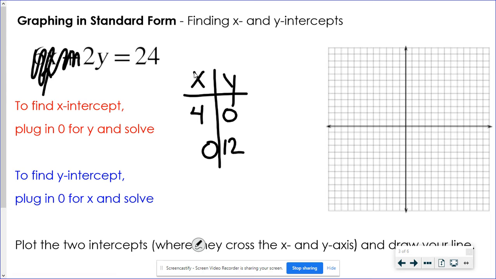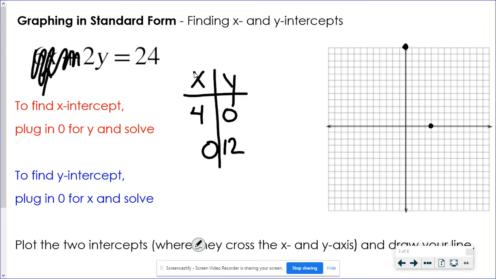So 4, 0 is right there. And 0, 12, I believe, is at the top. 1, 2, 3, 4. Right there at the top.